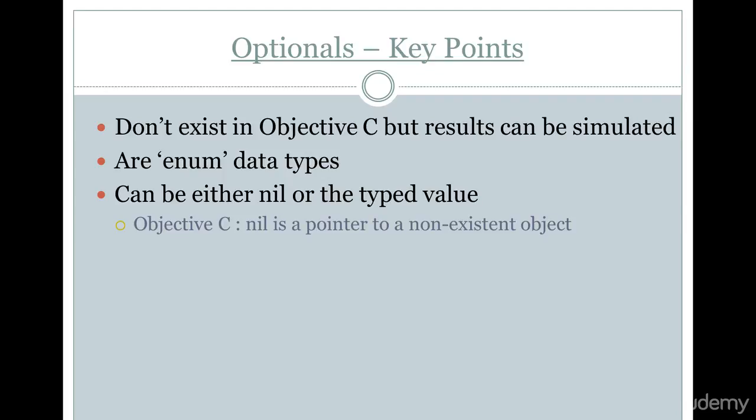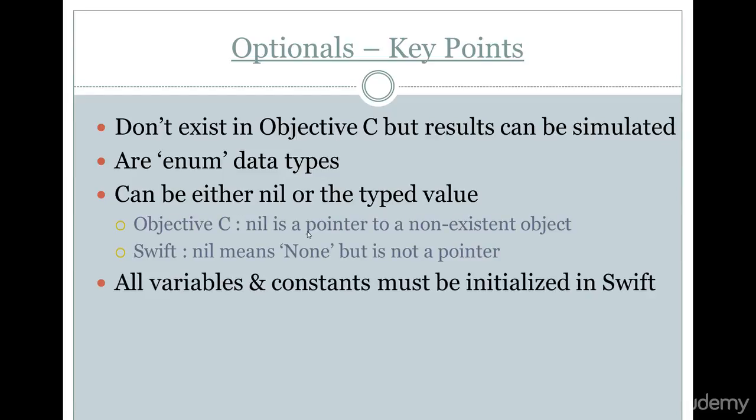So it's important to know that even nil is different between Swift and Objective-C. So again, in Objective-C, nil is going to be a pointer to a non-existent object. However, in Swift, nil means none, but it is not a pointer. So again, as we mentioned with this enum data type, it can be either a value or it can be none. It's going to be one of these two, and none is a value within the enum data type for this optional.